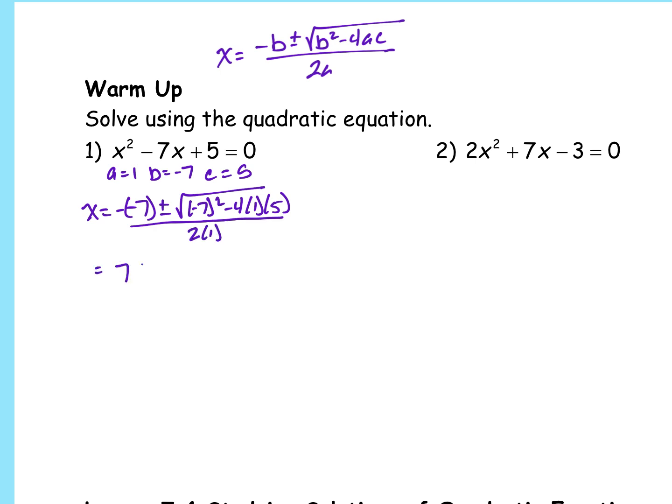So that's going to equal 7 plus or minus the square root of 49 minus 20, all divisible by 2, which equals 7 plus or minus the square root of 29 divisible by 2.